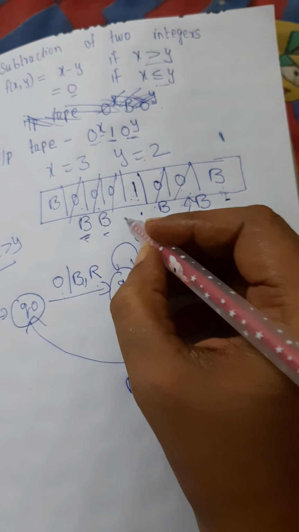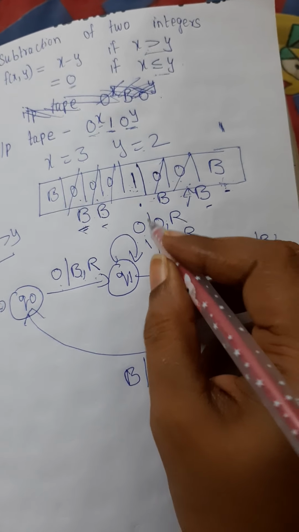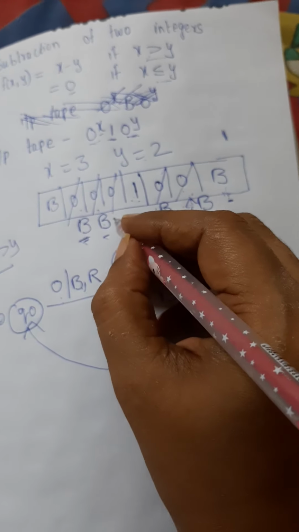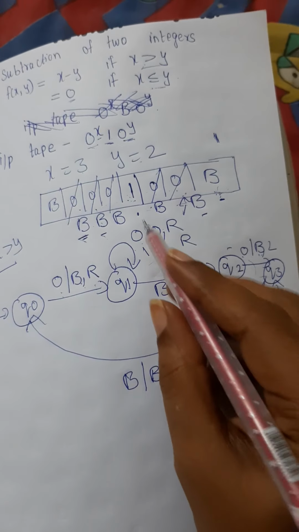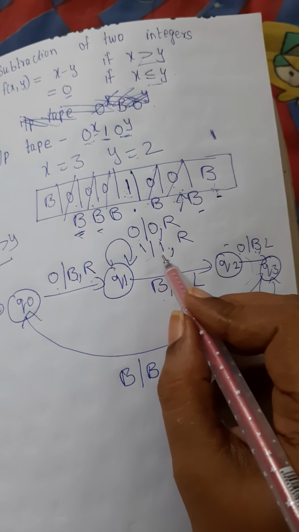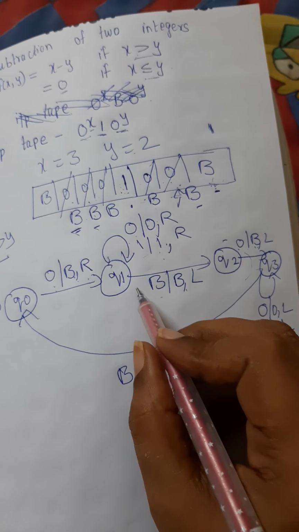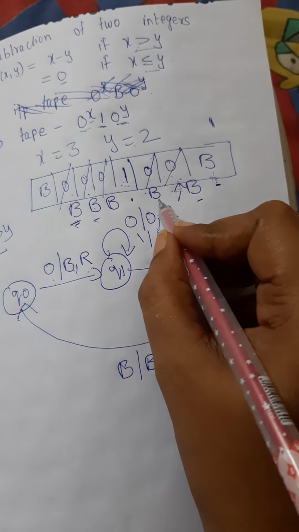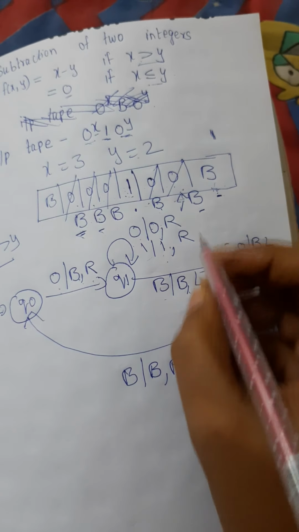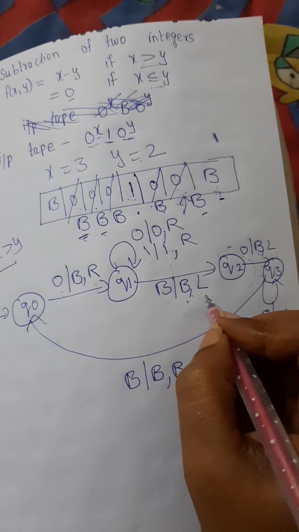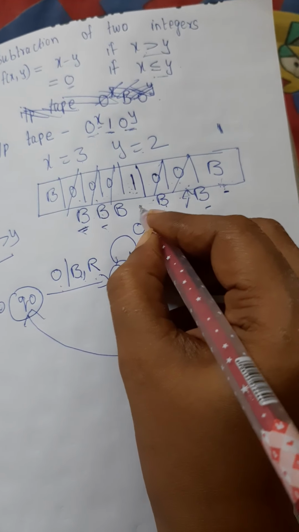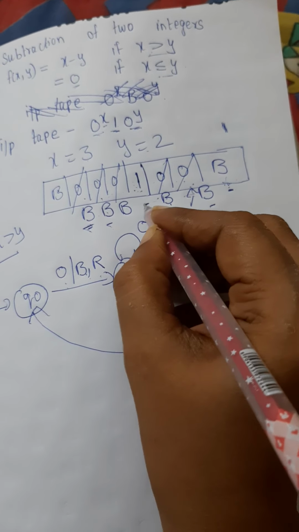Now again, this 0 you are making a blank, and the 1 you are skipping, and again you are moving right. When you are moving right, you have a blank. So when you have a blank, you move left. That means you are coming here, moving left.